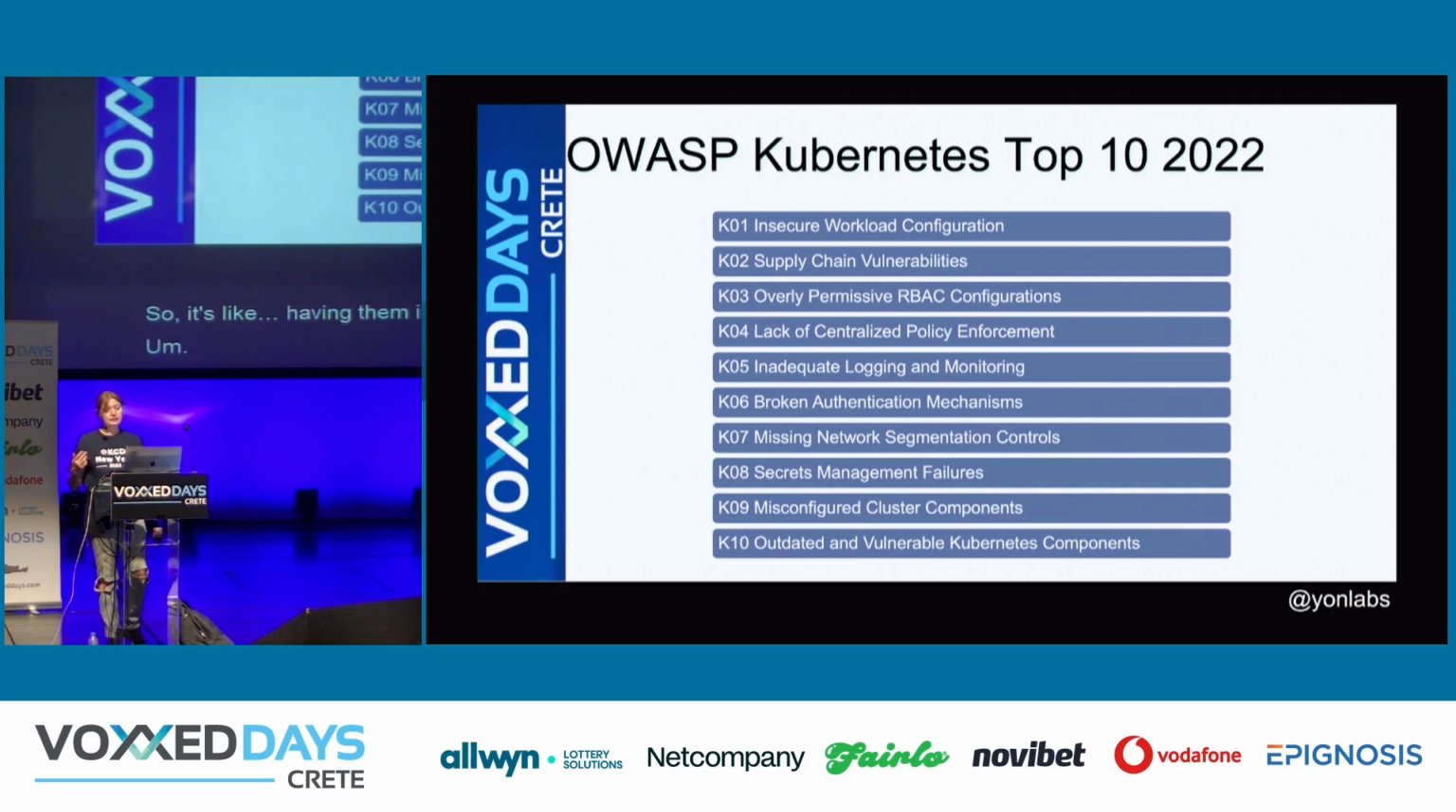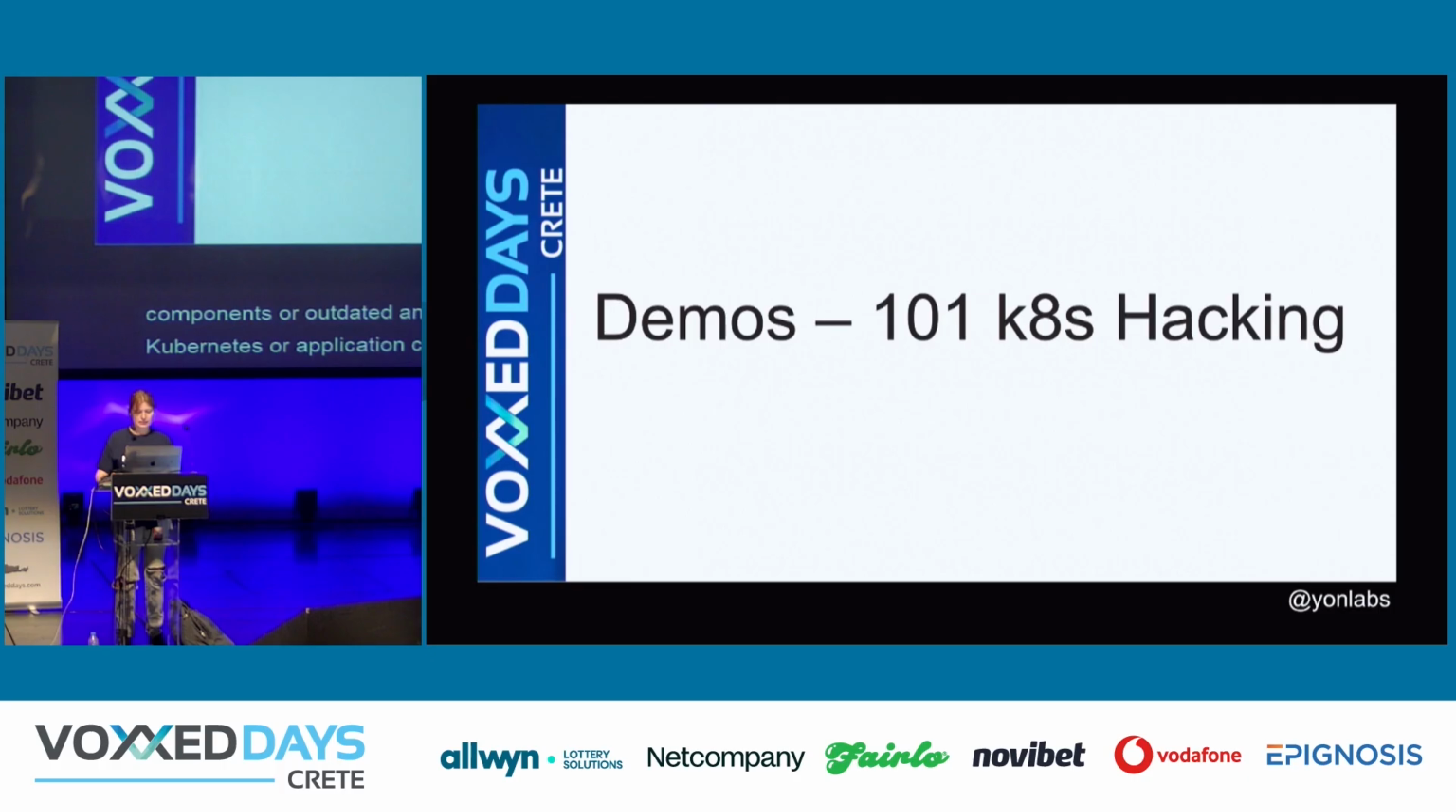Also, K9 and K10 are the usual go-to risks when you are trying to target any Kubernetes cluster, like misconfigured cluster components or outdated and vulnerable Kubernetes or application components. So we will use those pretty heavily during today's demos. So that's it when it comes to theory. Let's move to the fun part, Kubernetes hacking.